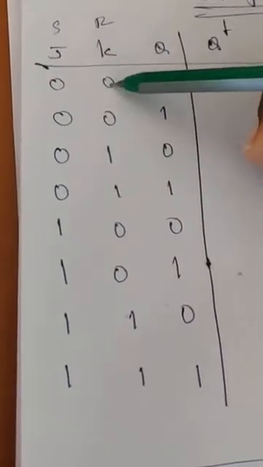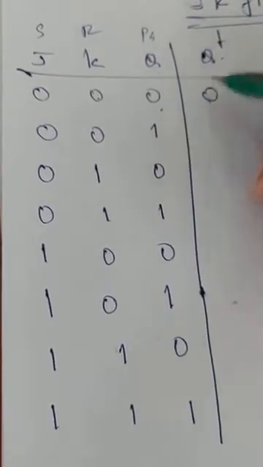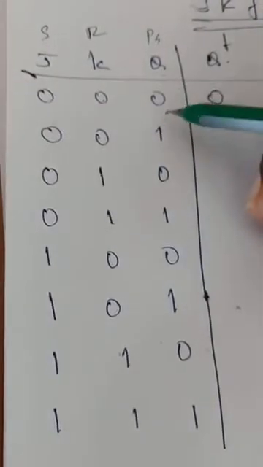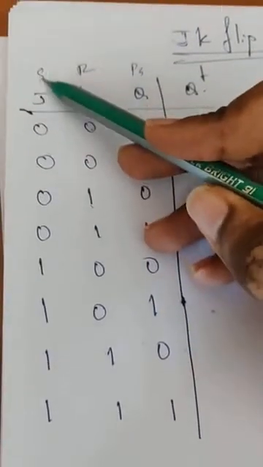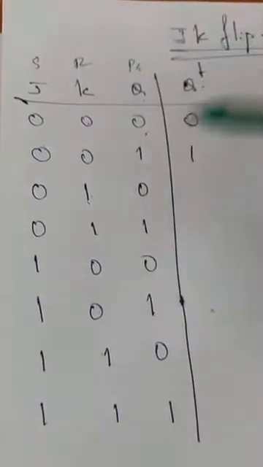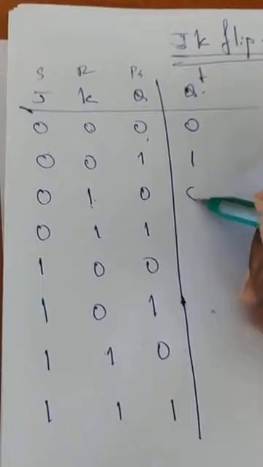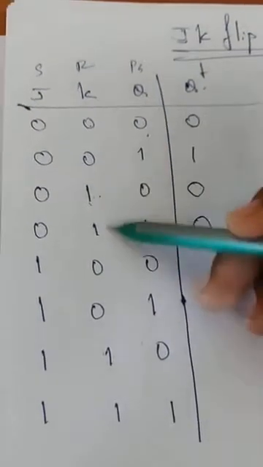When J and K are both 0, it retains its previous state. PS refers to the previous state, this is Q, and Q plus refers to the next state. If the previous state is 0, the next state will also be 0. It retains its previous state. Previous state 1, the next state again is 1. Then J is equal to 0, K is equal to 1, that is nothing but S is equal to 0, R is equal to 1. We call this a reset state. Reset state means the output will be 0. If the present state is 0, the output remains 0 itself. If the present state is 1, it will change to 0 because it's a reset.